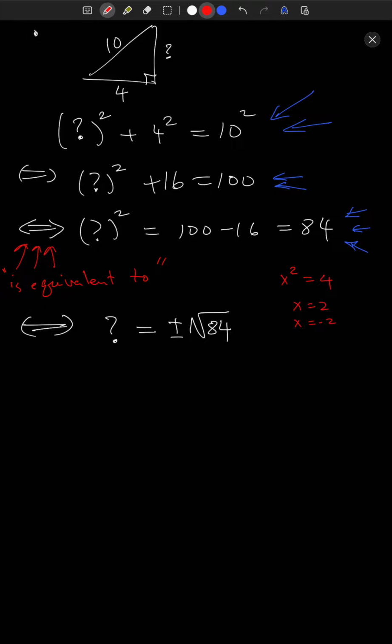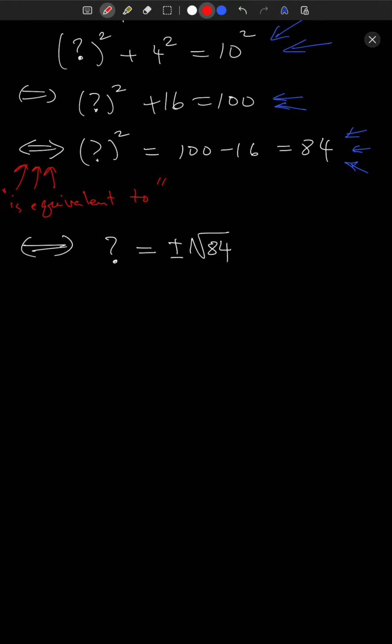So whatever number you find whose square is something that you want, the negative of that number will always also work. Here our answer is going to be square root of 84, but the negative of that will also always work. So in short, whenever you take the square root of both sides of an equation, you've got to pop out a plus or minus, because there are always going to be two solutions, as long as there are solutions, of course.